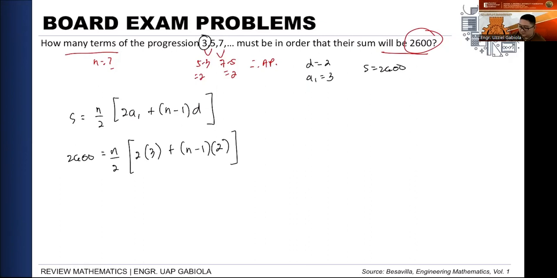Okay. Then we can cross multiply yung 2. We have 5,200 is equals to n times 6 plus 2n minus 2. Okay? Simplify lang natin. 5,200 equals n times 4 plus 2n. Further simplify natin. So 4n plus 2n squared. So anong meron tayong equation ngayon? Anong nakuha natin equation?